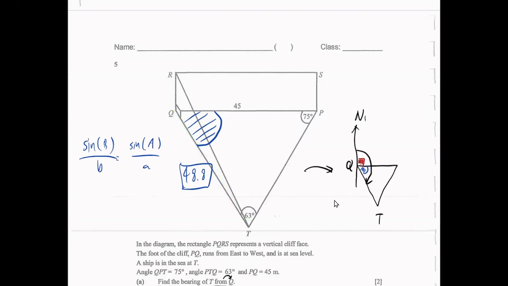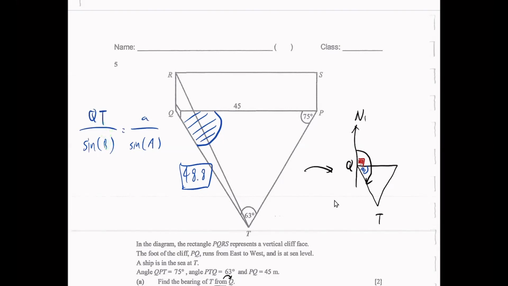I will be more strategic and flip the fraction around. So it's B over sine B and A over sine A. I'll start by using this formula. And then my top left-hand corner here will be my 48.8. Or rather, not 48.8, the QT. We don't know it's 48.8 yet. So what's B? Angle B.